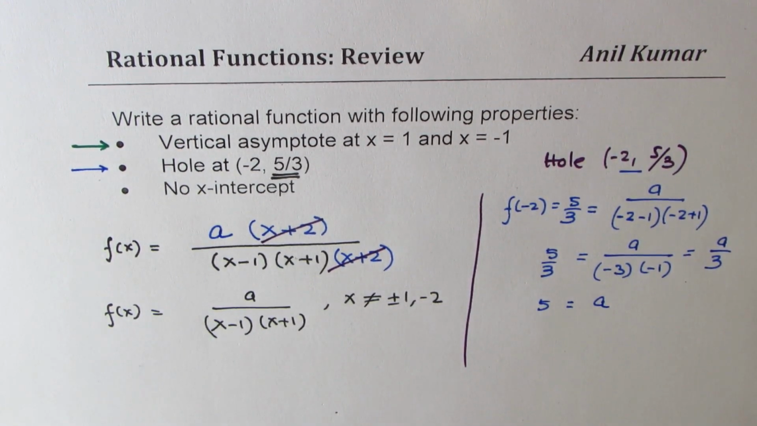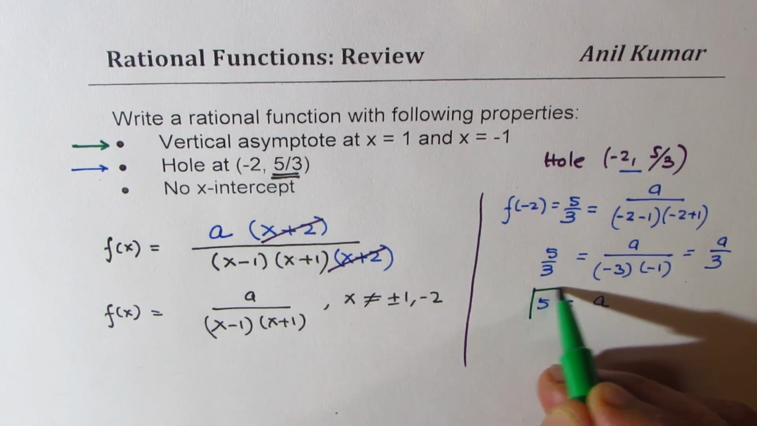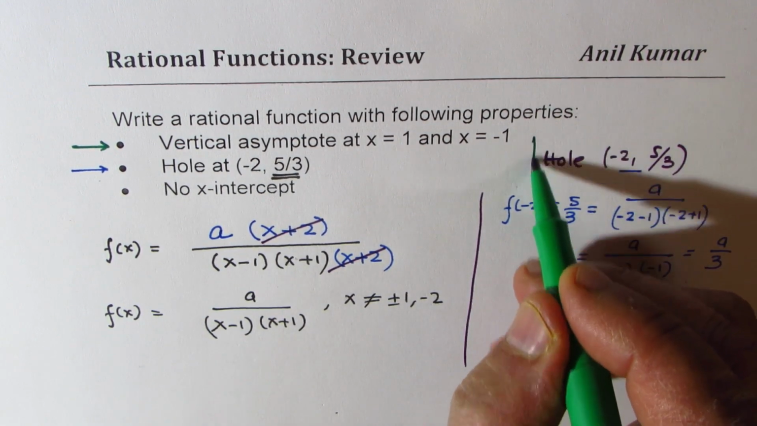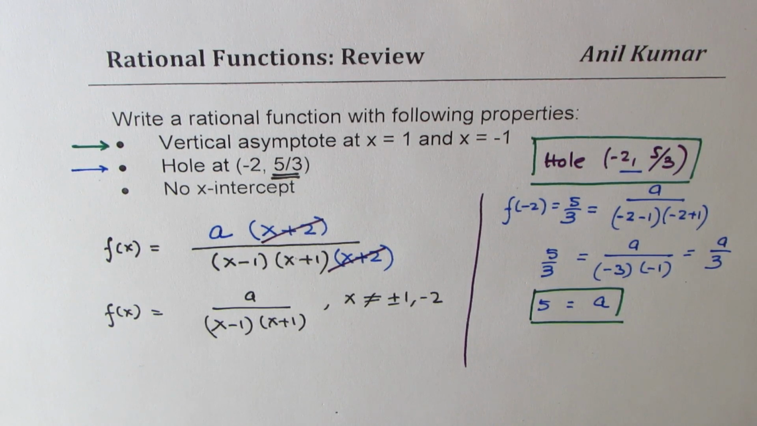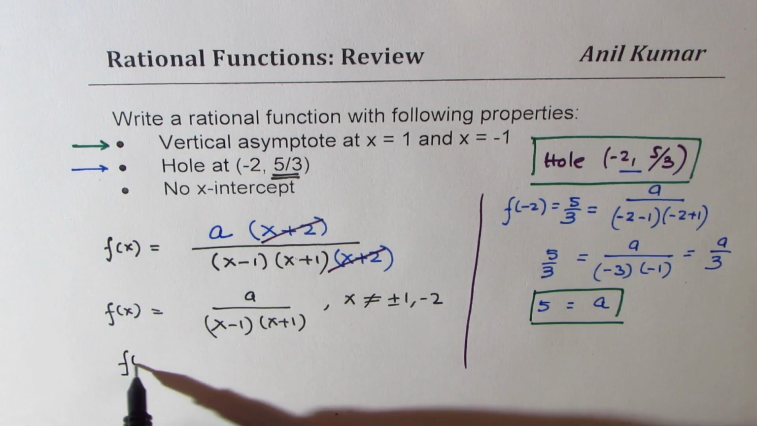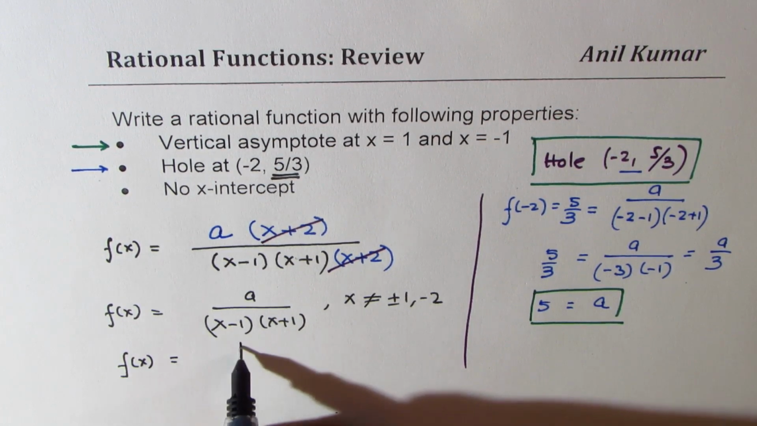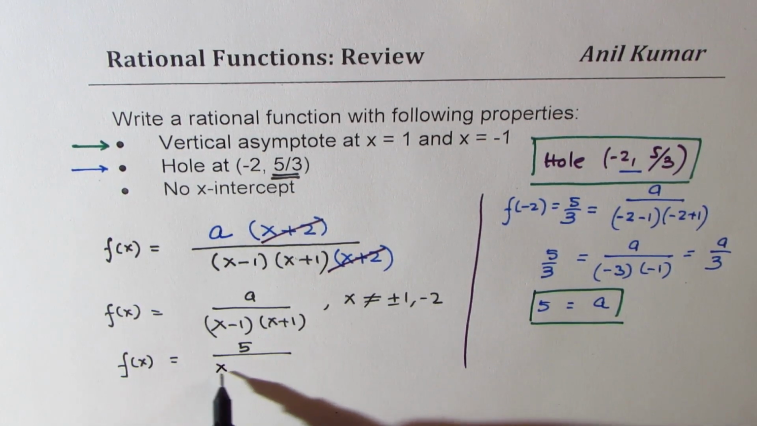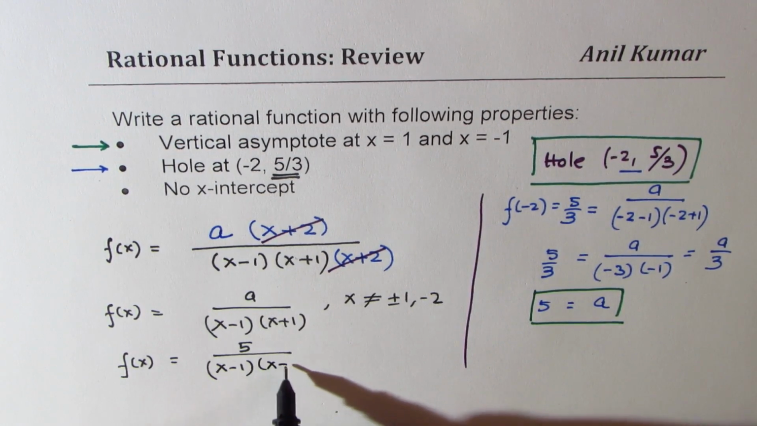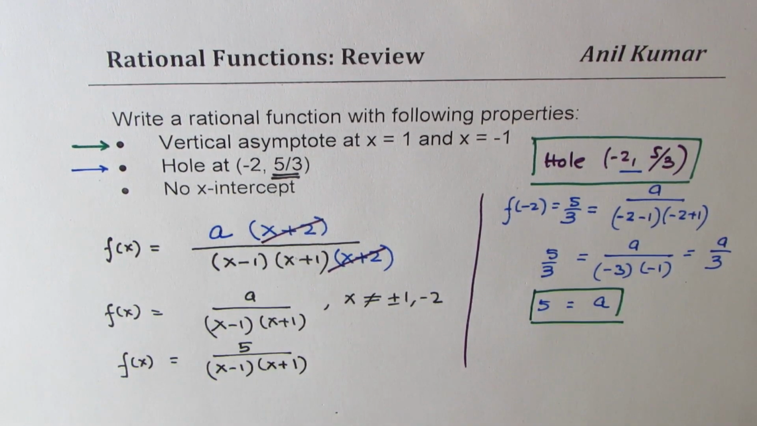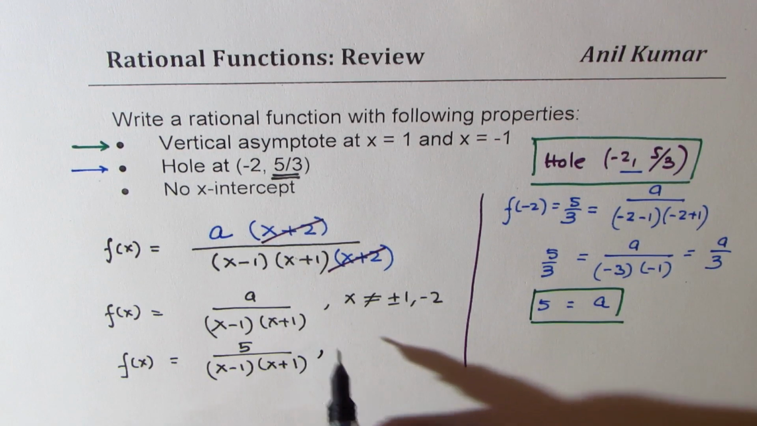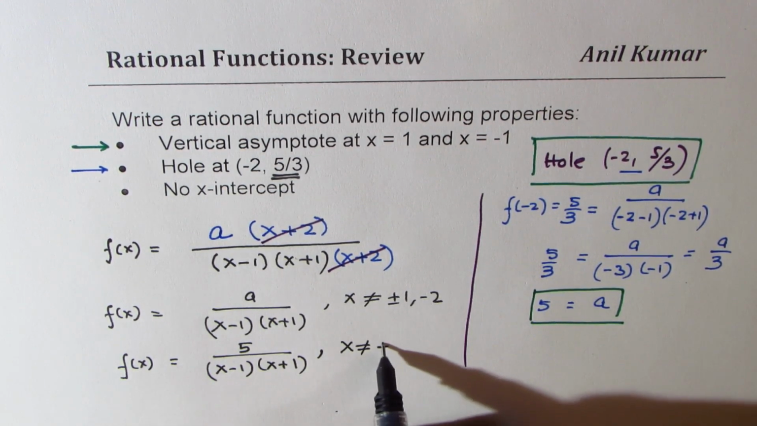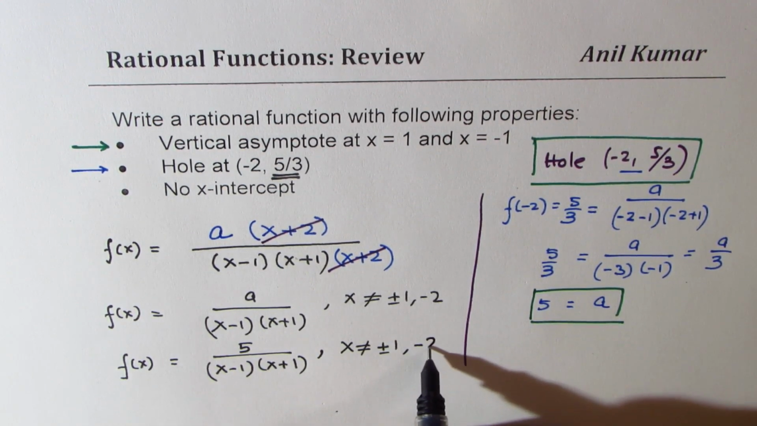So we get the value for a as equal to 5 to fulfill the condition that the hole is at minus 2, 5 over 3. Do you see that part? And therefore we can write down the rational function f of x as equal to 5 over x minus 1 times x plus 1, correct? Now this particular equation will definitely give us the hole at minus 2, provided we write the condition that x is not equal to plus minus 1 and minus 2.